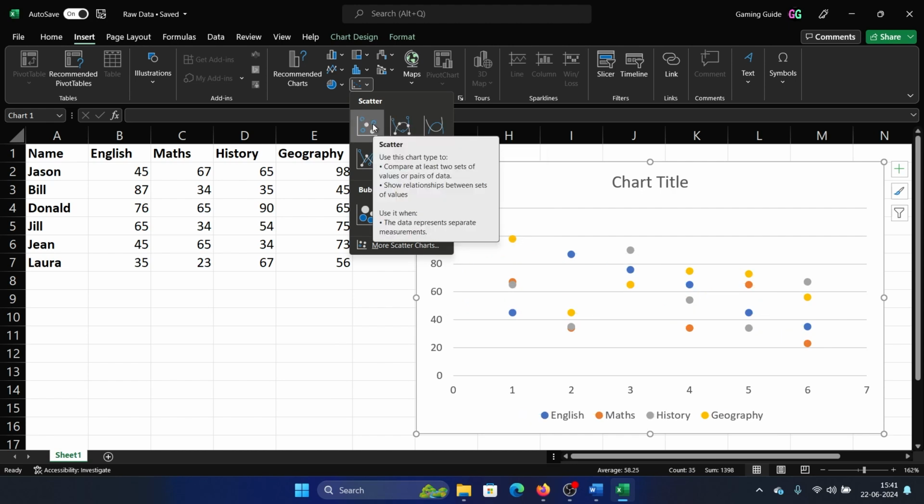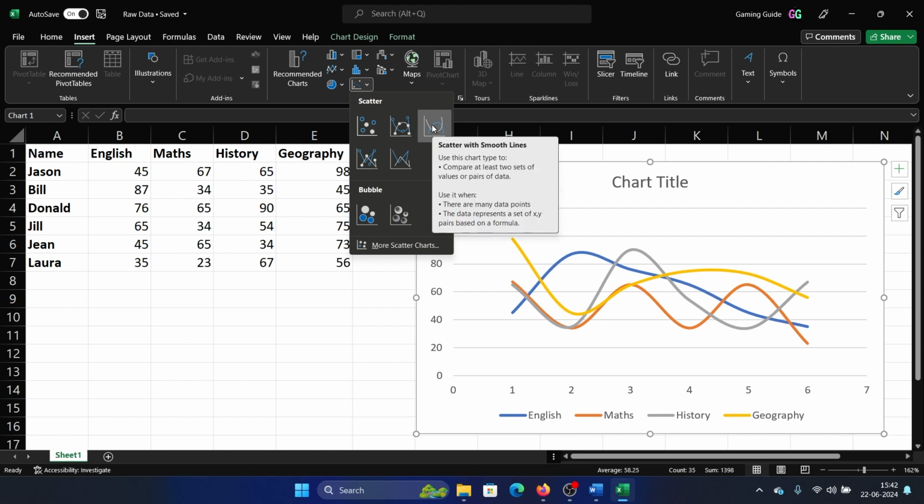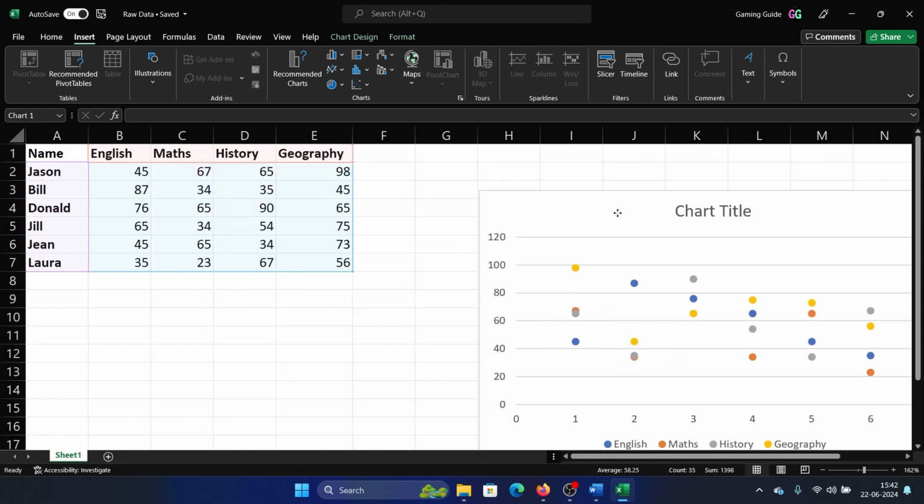Now see the difference as I hover over these. In the first one, no lines. In this one, they have lines. And in the third one, it has curves. So it is a little different from the line graph because the lines are absolute lines, but this makes it curves. Okay, so this is the best form of a scatter plot graph. You can see the difference between them.